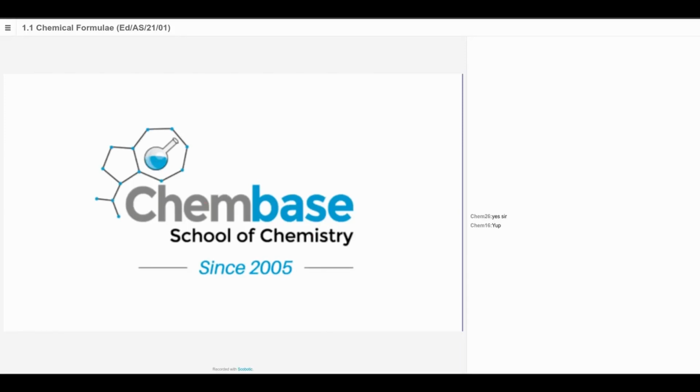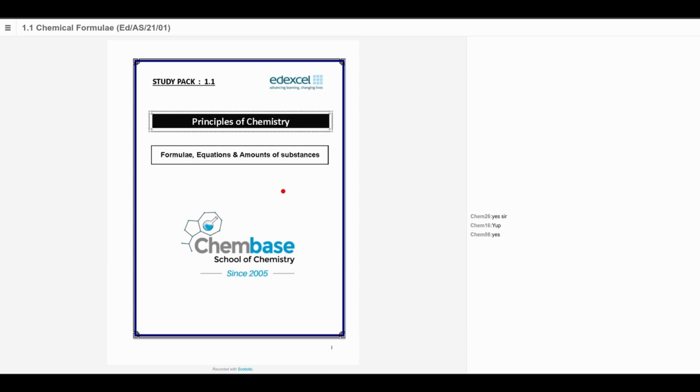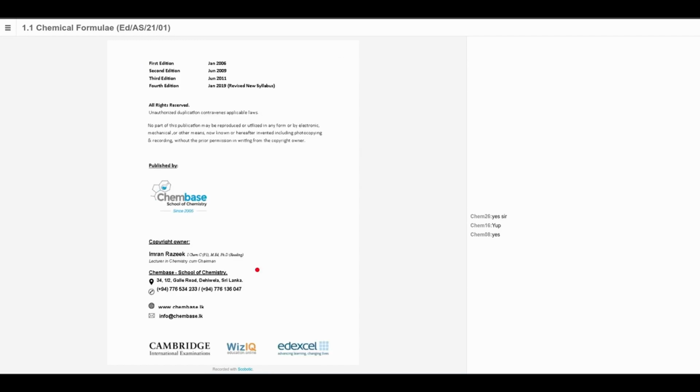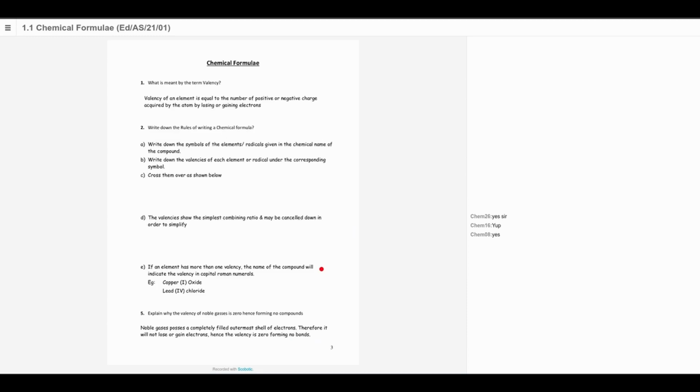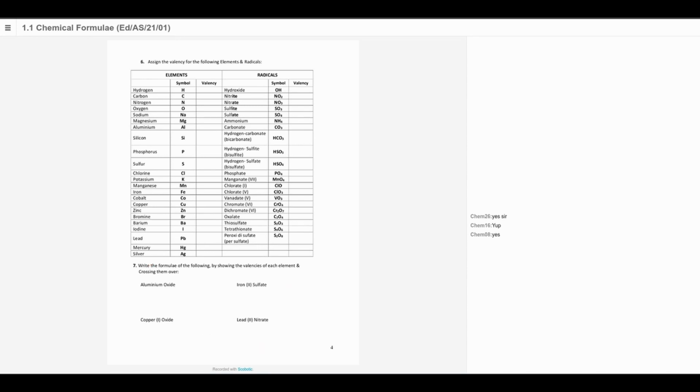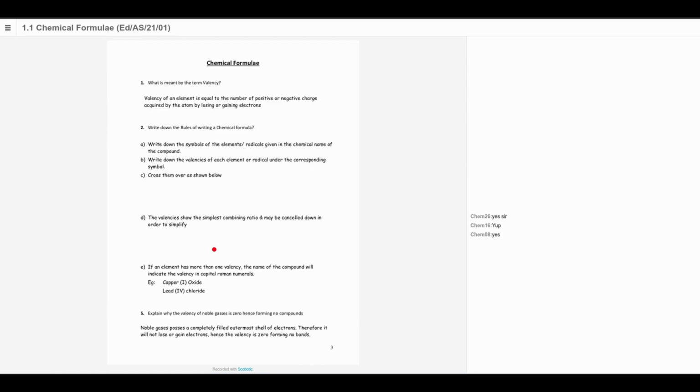This is the very first study pack 1.1 where we discuss chemical formulae and how to write them, and the main concept of this unit is ionic equations. The first part, the chemical formulae, is what I've discussed at O levels as well, how to write chemical formulas. I'm not going to spend much time on that. I'm just going to quickly go through it, explaining the difference between a complex formula and a simple formula, and then I'm going to spend more time on ionic equations.